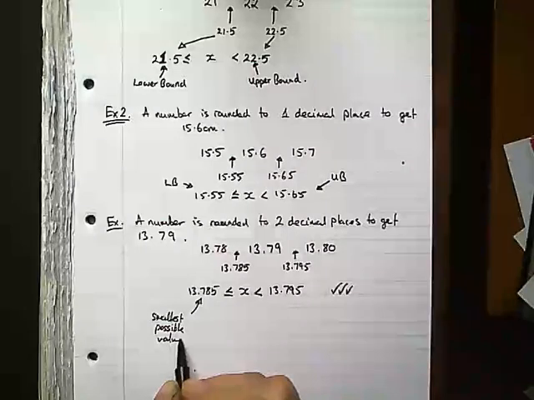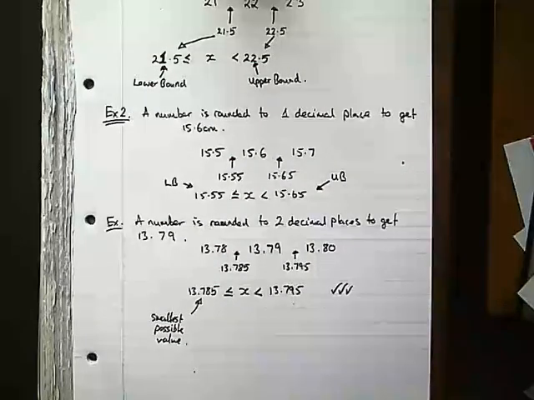Okay, if they wanted your smallest possible value, then that would have been this first number on the left-hand side. Okay. Right, have a go at some questions, and I will speak to you soon.